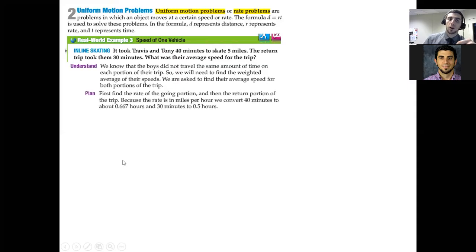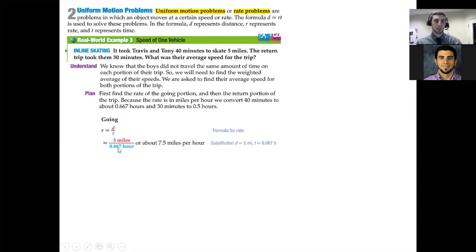First, find the rate of going, and then the return portion of the trip. Because the rate is in miles per hour, we convert 40 minutes to about 0.667 hours and 30 minutes to 0.5 hours. So 40 minutes is 2/3 of an hour. That's where the 0.667 comes from. Going out, we know the rate is distance divided by time. So 5 miles divided by 0.667 is about 7.5 miles per hour. And on the return, same thing. 5 divided by 0.5 is 10 miles per hour.